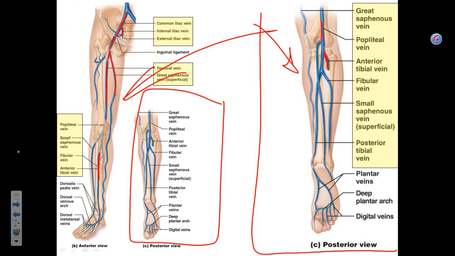And other branches will include small saphenous, fibular, and posterior tibial veins. So in this, you will see the popliteal vein, which gives rise to the lateral small saphenous and posterior tibial. Fibular vein can be seen right there. So you can appreciate that both small saphenous and fibular, they eventually run laterally on the leg, but fibular is more lateral. Okay?